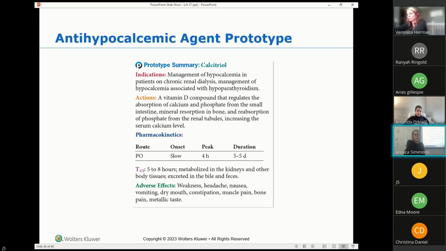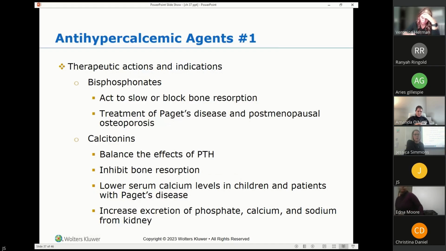Okay, so this was just taking a closer look at calcitrol, management of hypocalcemia in patients with chronic renal dialysis, management of hypocalcemia associated with hypoparathyroidism. Adverse effects include weakness, headache, nausea, vomiting, dry mouth, constipation, muscle pain, bone pain, and metallic taste. Okay, anti-hypercalcemic agents.